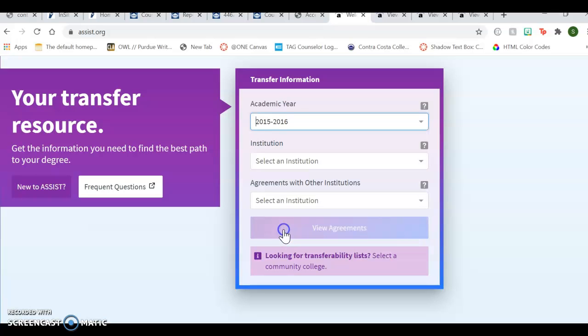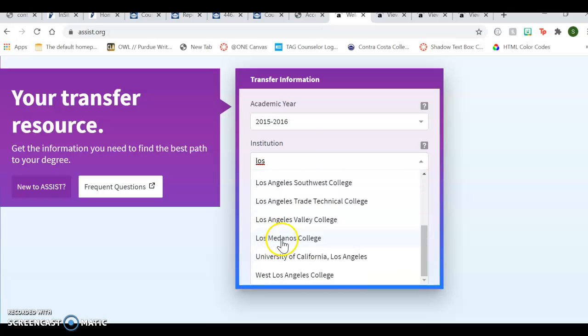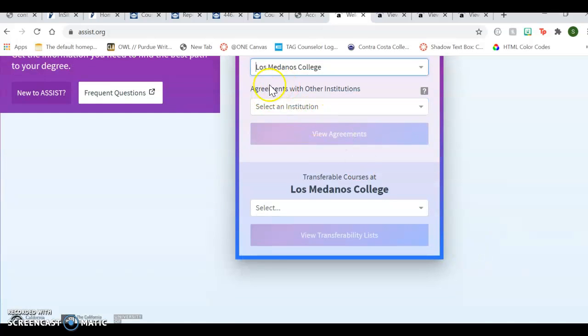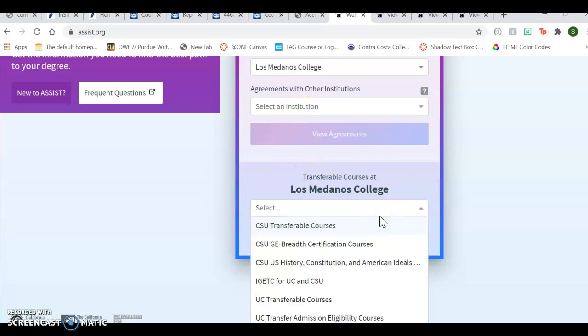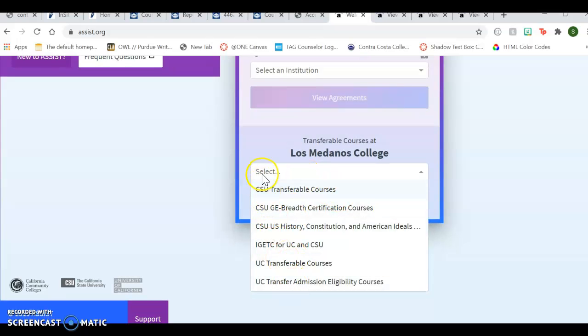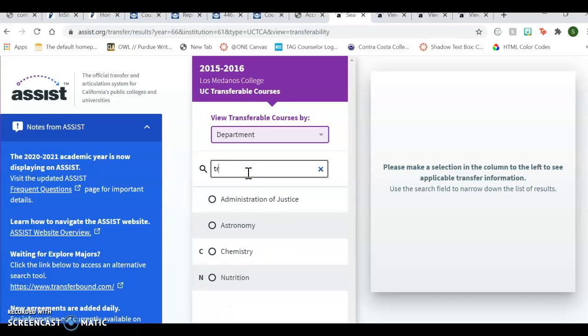So let's start with that travel course. I took that at Los Medanos. And then we want to come down here. You're going to leave this blank and come down to the transferable courses at Los Medanos. There's a few different ways that you can search. Because you still kind of had me considering Berkeley, which was a good suggestion, I'm going to hit UC transferable courses. And when I type in travel, it doesn't come up. So that means that travel course I took at Los Medanos is not transferable.